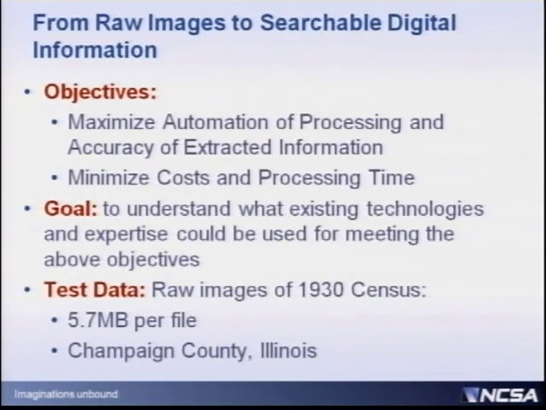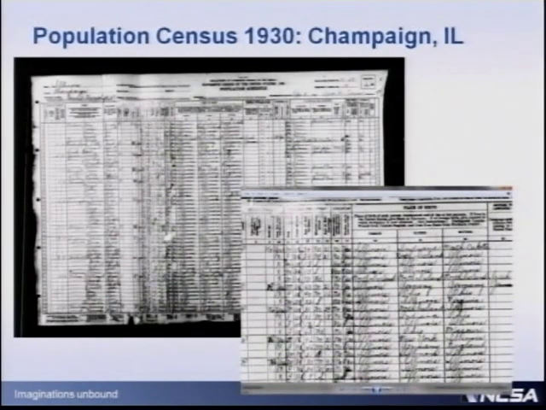And in order to convince you that I did my homework, I downloaded some raw images of 1930 census data, about 5.7 megabytes per file. And because I live in Champaign County, I downloaded the files for Illinois, Champaign County. So this is the quality of those images. You can see that some of them are okay. The edges are a little bit torn, which can create some problems.